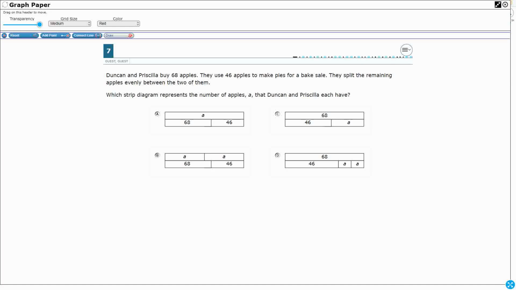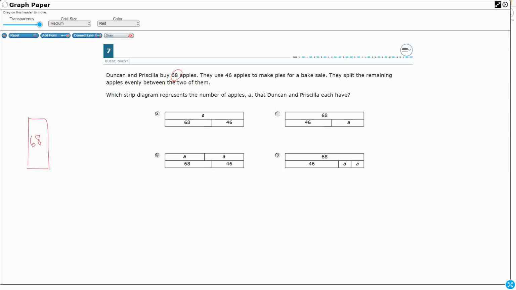So we've got Duncan and Priscilla. They buy 68 apples. All right, so I'm just going to represent this with a big chunk. 68 apples. All right, so they use 46 apples to make pies for their bake sale. I'm just going to put that 68 out here.